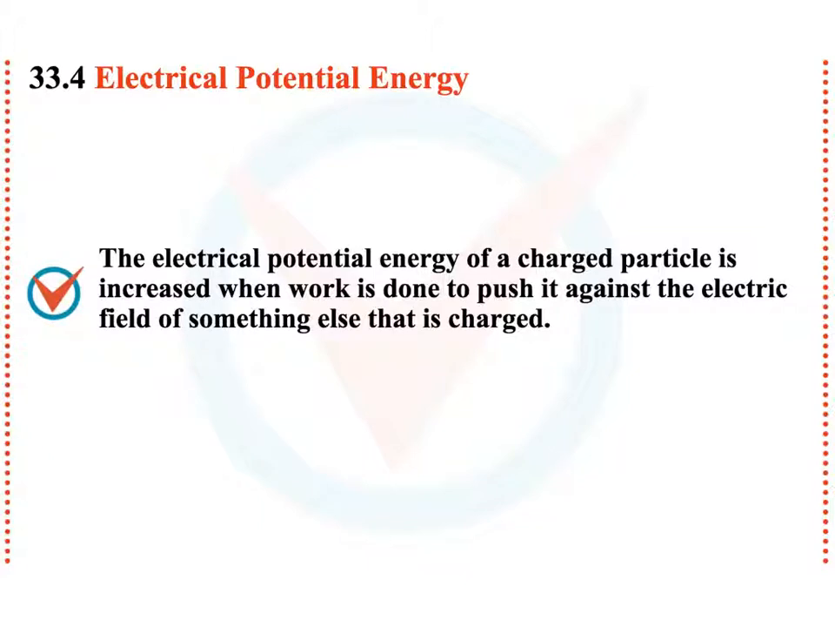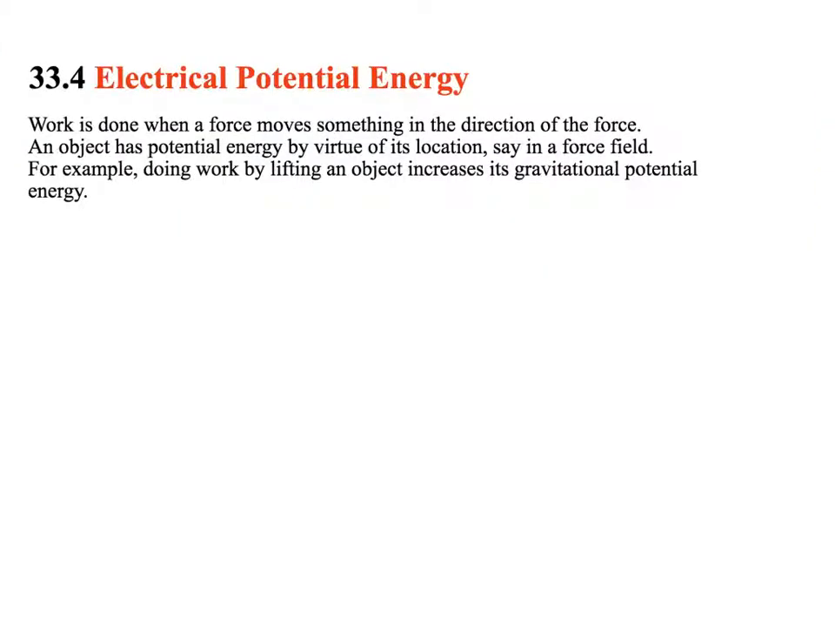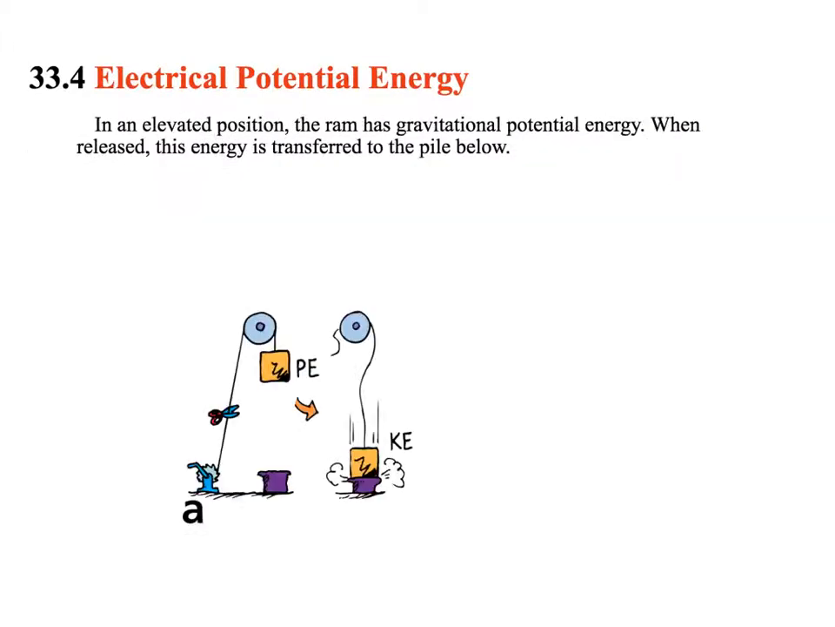The electric potential energy of a charged particle is increased when work is done to push it against the electric field or something else that is charged. Work is done when a force moves something in the direction of the force. An object has potential energy by virtue of its location, say in a force field. For example, doing work by lifting an object increases its gravitational potential energy.